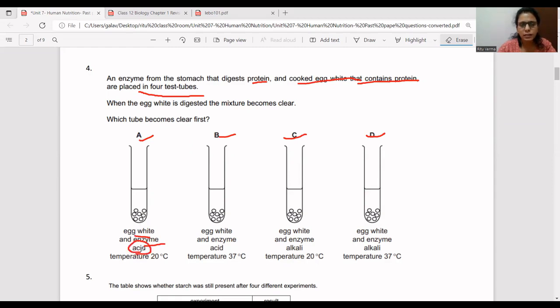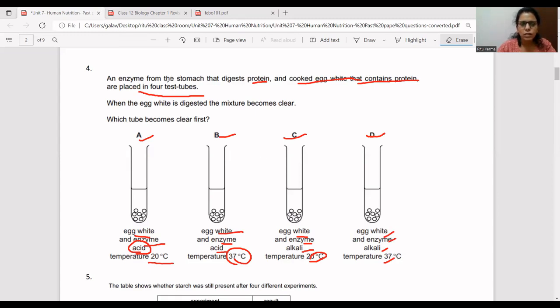Acid is added. Acidic condition is there, but the temperature is 20 degrees Celsius. In B, egg white, enzyme, acidic condition, and the temperature is 37 degrees Celsius. In C, egg white, enzyme, alkali, temperature is 20 degrees Celsius. Here egg white, enzyme, alkali, and the temperature is 37 degrees Celsius.